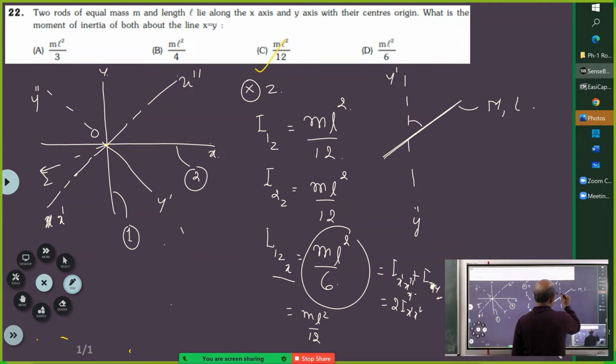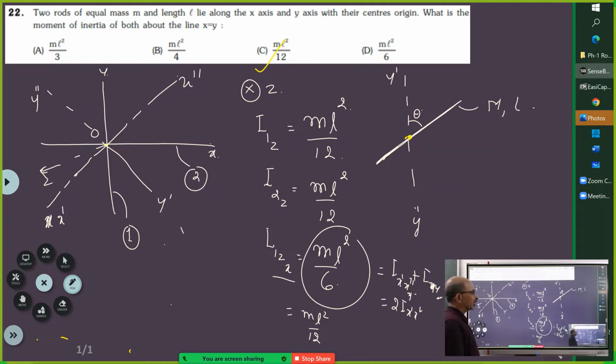So I want you to find the moment of inertia of this rod, and this axis is passing through the center of the rod. I want you to find the moment of inertia of the rod of mass M and length L along the axis y dash, which is making an angle theta.